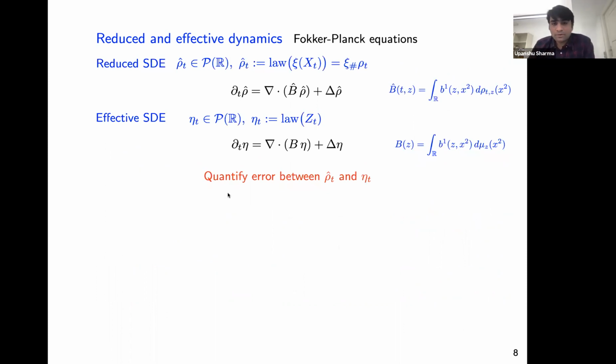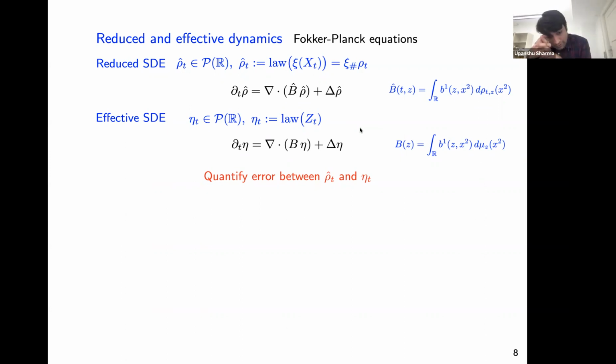So just to summarize, if you forget about everything from before, just remember that you have to compare two drift diffusion equations, which are related in the fact that B hat has an average with respect to rho tz, and B has an average with respect to mu z, and this mu is the long time limit of this rho t. That's what it is. So you have to compare these two drift diffusion equations. Now, I'm guessing that the moment you see two drift diffusion equations, you think, okay, there should be some nice way to compare these two equations in some Sobolev norm.